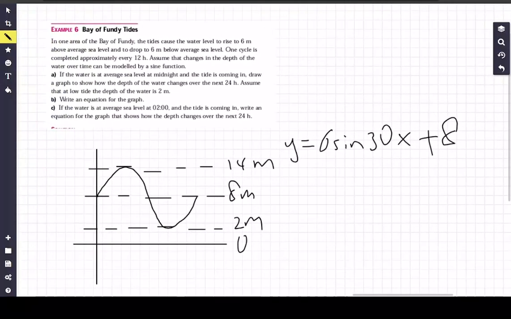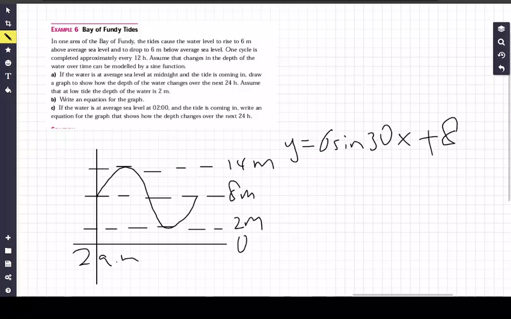So if the water is at average sea level at 2 a.m. Okay, so great. Now we have an actual numeric value. So this is 2 a.m. Write an equation for the graph that shows the changes. Okay, so I would assume that you just start on 2 a.m. and then you use it.